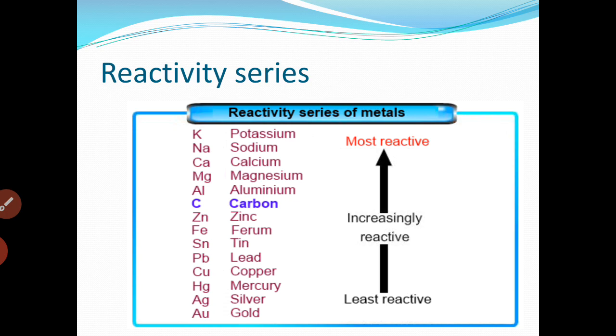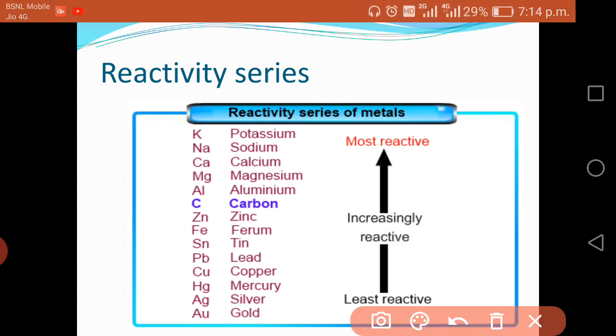In reactivity series, the most reactive metals are placed at the top. You can see the most reactive metals are placed on the top, whereas the least reactive metals are placed at the bottom. So you can see in between copper and mercury there is the place of hydrogen.